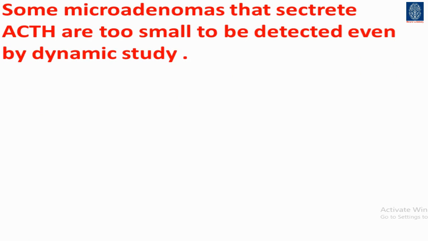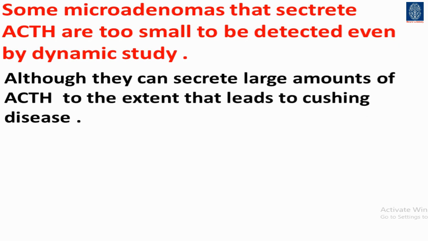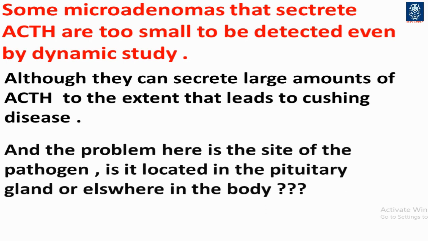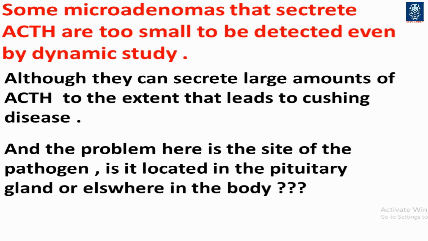Some microadenomas that secrete adrenocorticotropic hormone are too small to be detected even by dynamic study, although they can secrete large amounts of ACTH to the extent that leads to Cushing disease. And the problem here is the site of the pathogen. Is it located in the pituitary gland or elsewhere in the body?